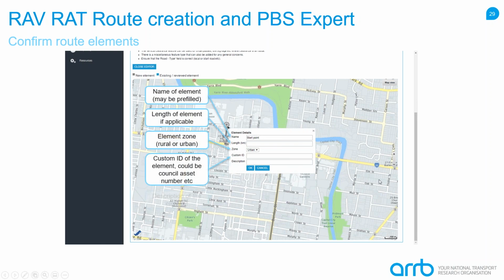Essentially, you don't necessarily need to fill in all of the details here. The main ones you really need are just the name and the zone. The zone essentially determines if the route element is in an urban or rural setting, which will change parts of the assessment later. Things like the custom ID and the description are more of a way to track that element in your own system. So if you have an asset management system that has custom IDs for each road or each intersection, you can use those so that you can track them easier.